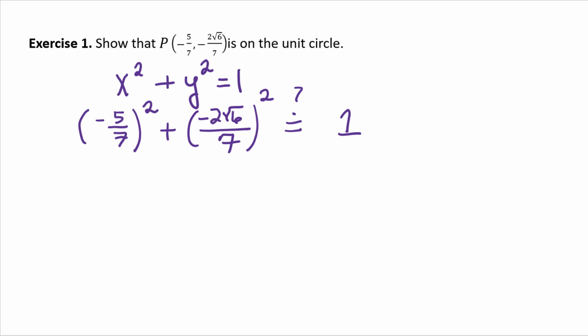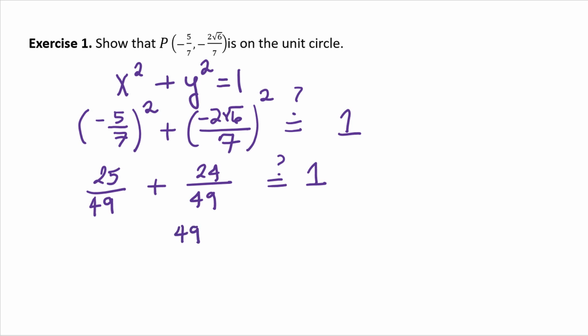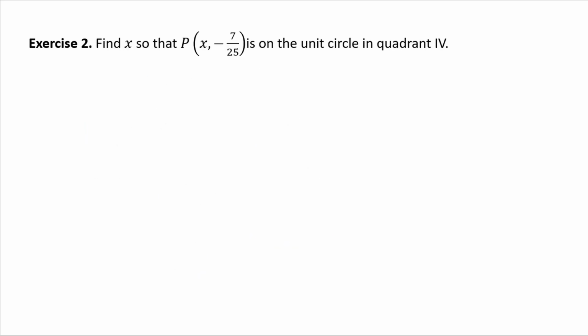-5/7 squared is positive 25/49. -2 times the square root of 6 squared is -2 times -2, or 4, times the square root of 6 squared, which is just 6. So 4 times 6 is 24, and 7 squared is still 49. Does that equal 1? Yes, 25 plus 24 is 49, and 49/49 does indeed equal 1.